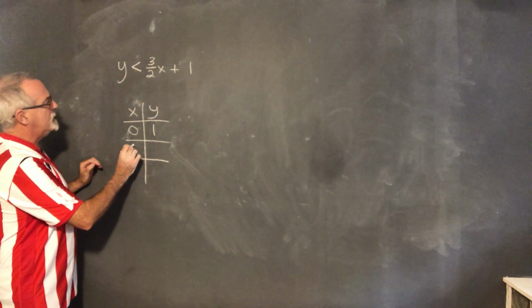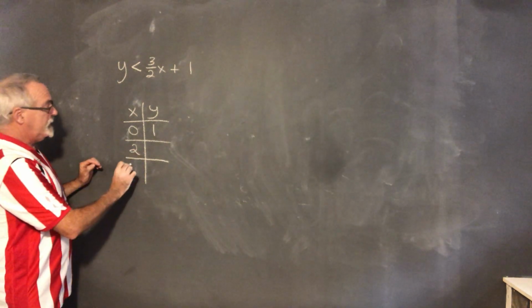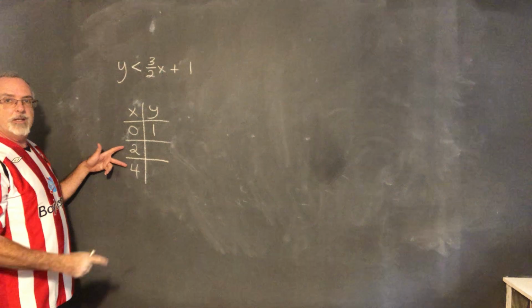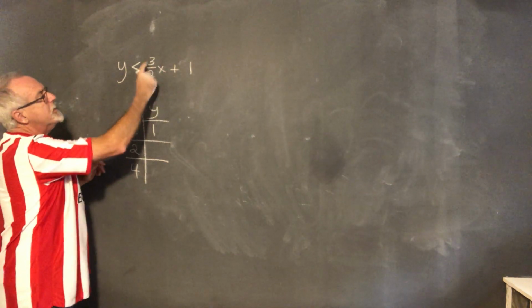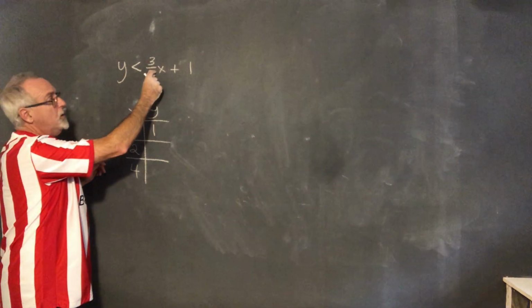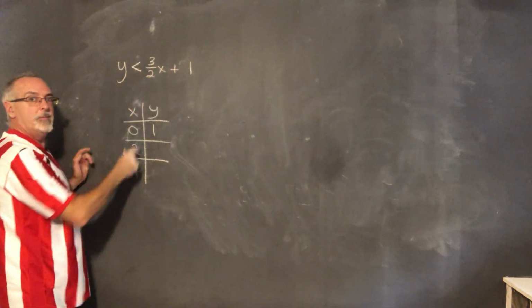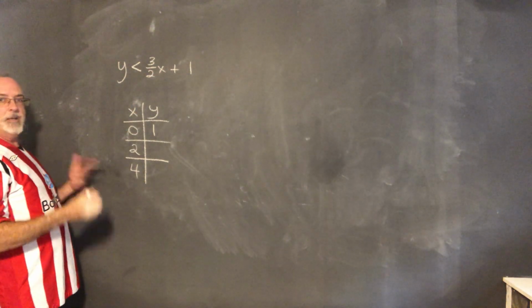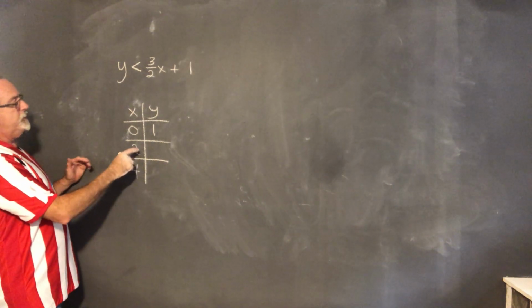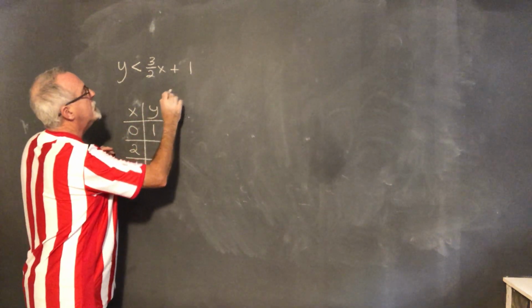So if x, and I'm going to choose an x of 2 and an x of 4, and I'm doing this with a strategy because I see that my fraction, the slope, is a fraction with 2 as a denominator, so if I use even numbers, I'm going to end up being able to simplify more quickly. So let's fill this in. If we have y less than 3/2 x plus 1.